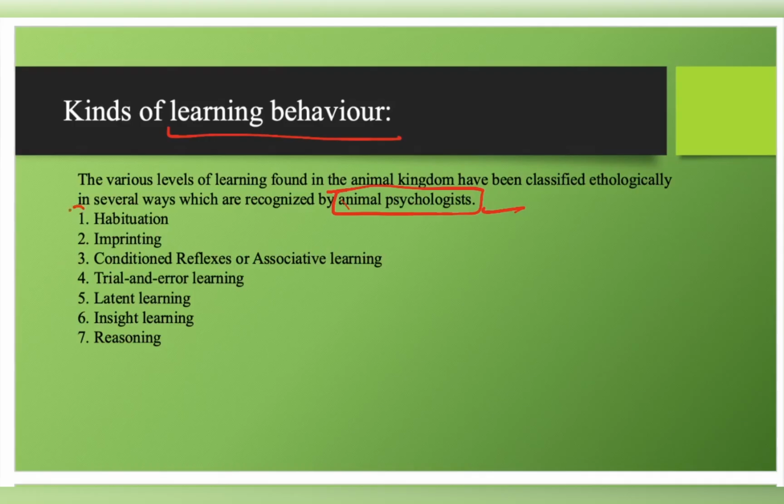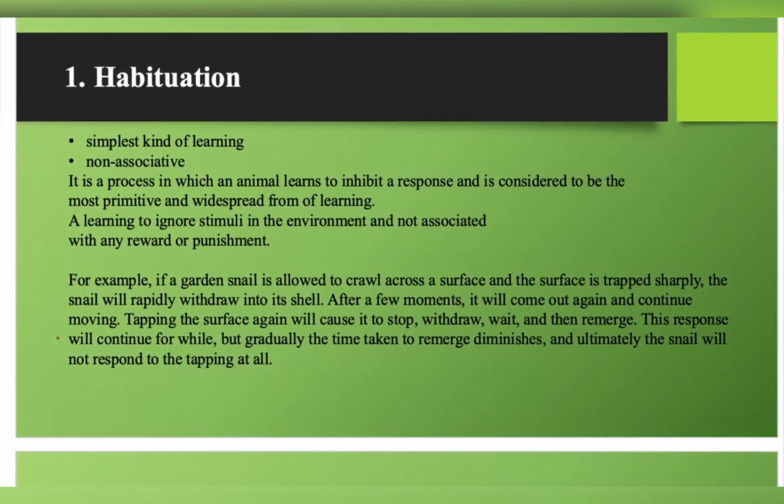Number 1 is habituation. Then comes imprinting. Then there is conditional reflex or associative learning. Then you have trial and error learning. There is latent learning, insight learning, and reasoning. So we'll be discussing each with some examples.